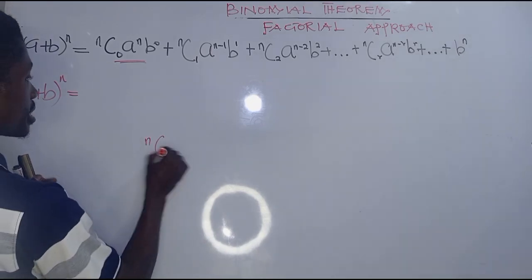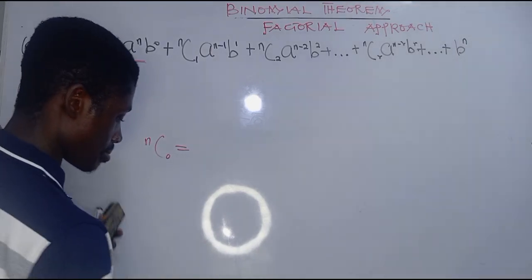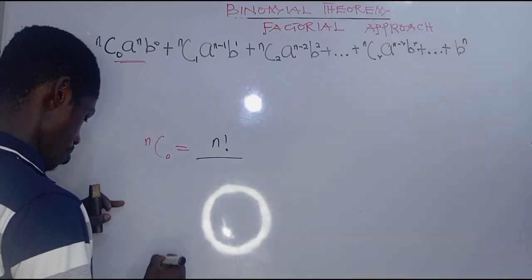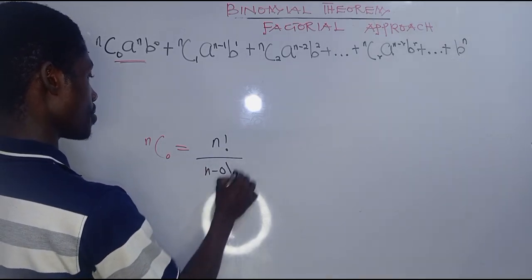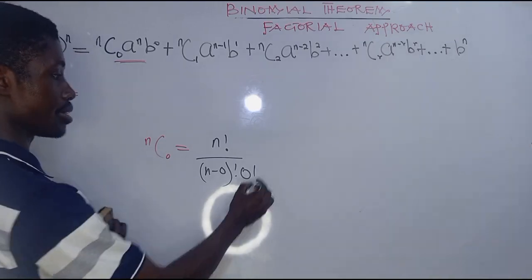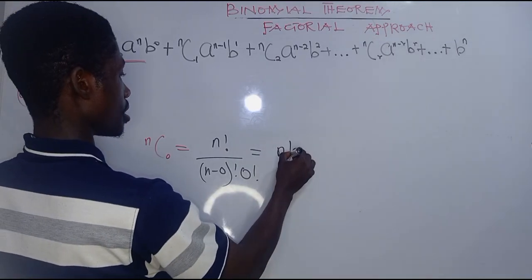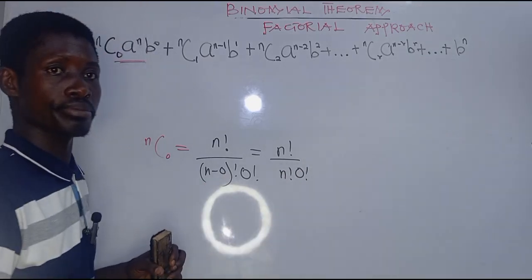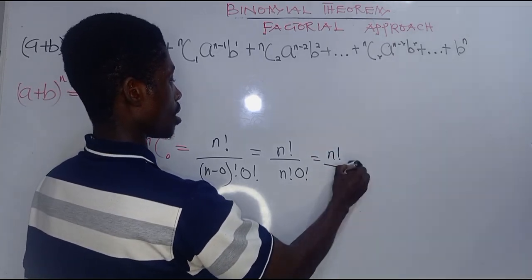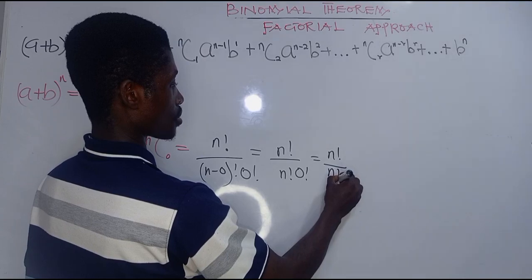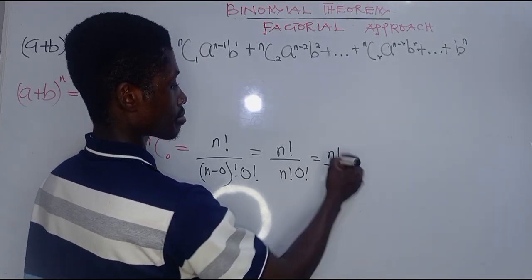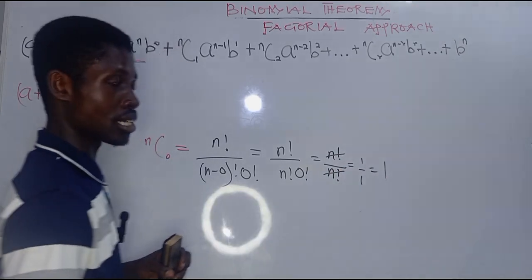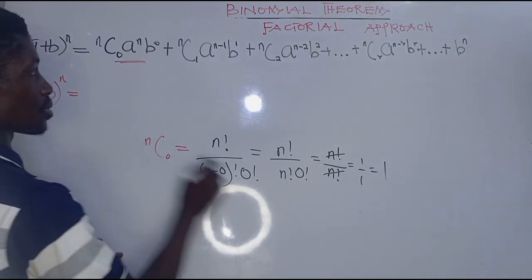So we have n combination 0. And we have already established that by definition, n combination 0, we are going to get n factorial all over (n minus 0) factorial, 0 factorial. So from here, n minus 0 gives you n factorial, and then 0 factorial. So we have n factorial all over n factorial, and then 0 factorial is the same as what? 1. Realize that this will cancel this, so we have 1 over 1, and that gives us what? 1. So it means that our n combination 0, we are getting 1.